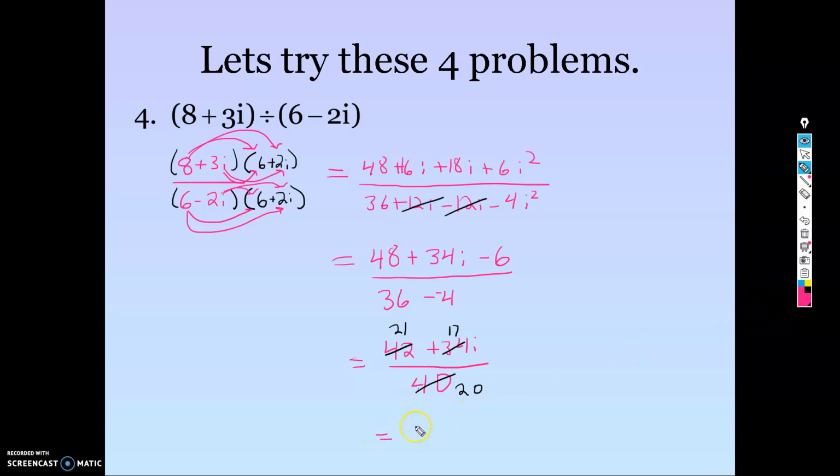So this will be 21 plus 17i over 20. This is not in complex form because we need an a plus bi. So as a plus bi, it'll be 21 over 20. There's my real part. Plus 17i over 20. Now there's my imaginary part. Now I'm split into a plus bi form. And now we're done.